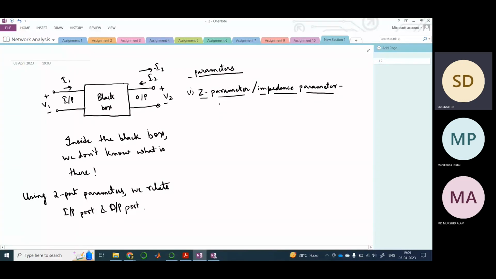First of them is the Z parameter. Here the relation between the input and output ports is as follows. We have two equations. V1 equals Z11 I1 plus Z12 I2, and V2 is Z21 I1 plus Z22 I2. Basically these Z are nothing but the impedances.